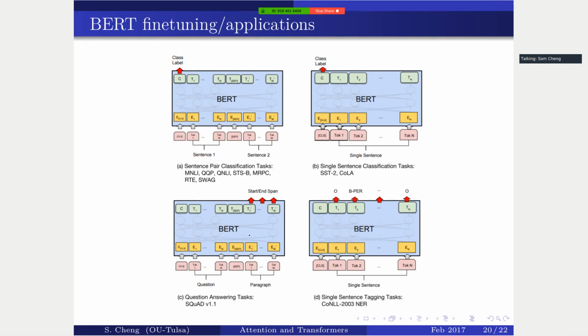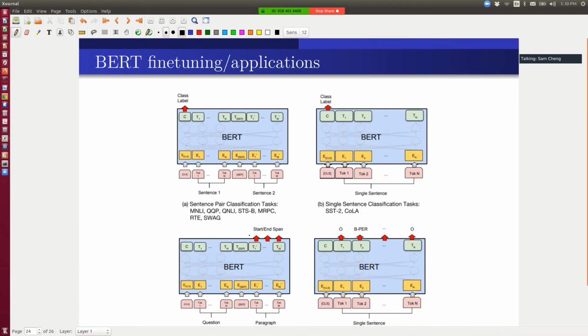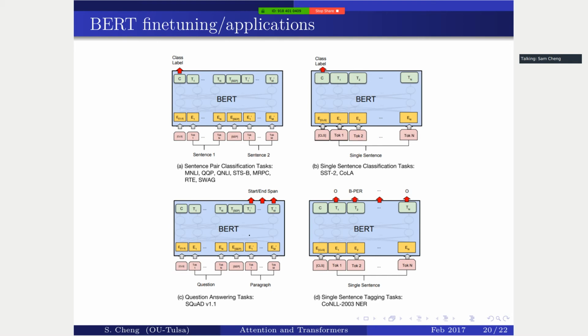And with the BERT model, you can... let's see how I'm doing on time. Actually, I want to have a clock here. Okay, I have 10 minutes.